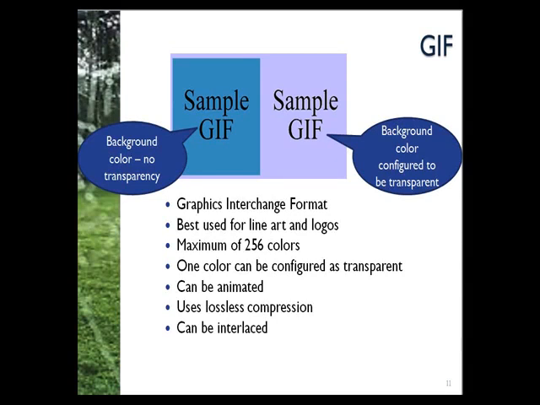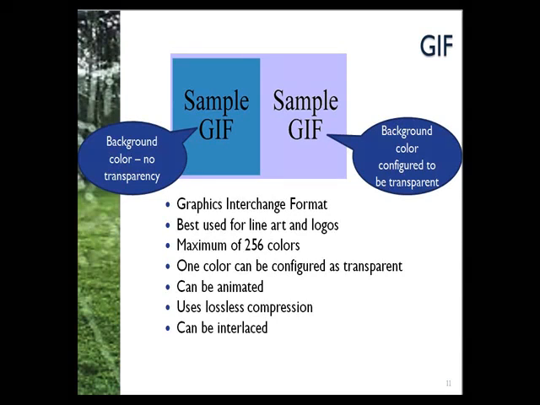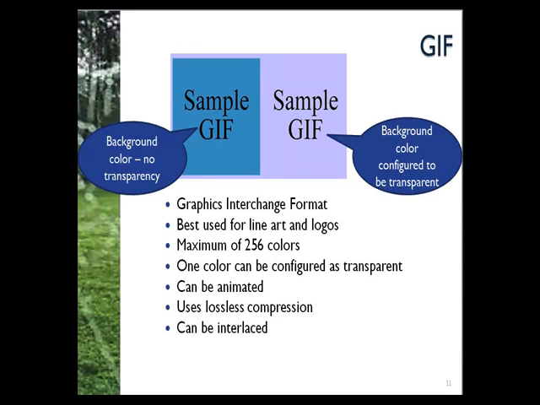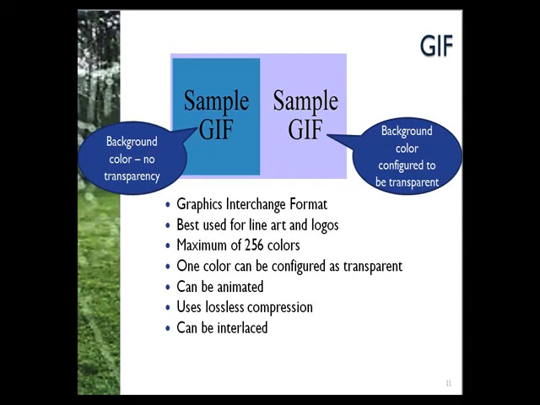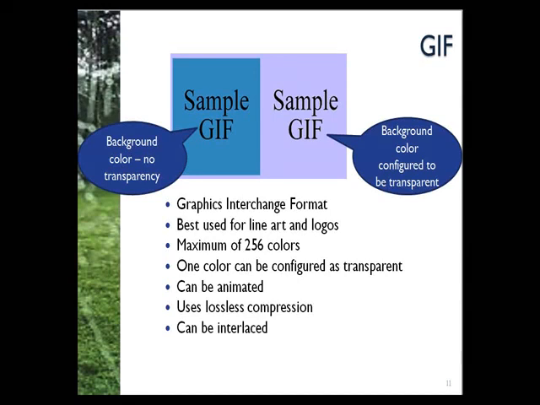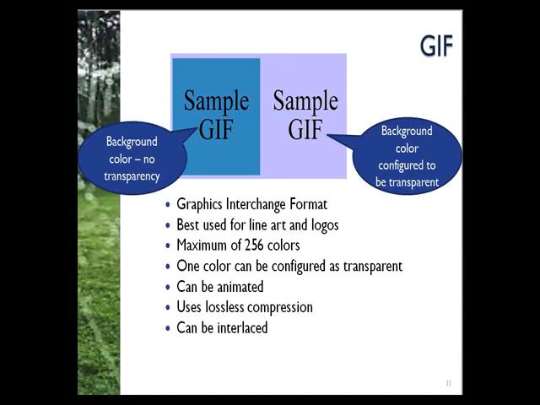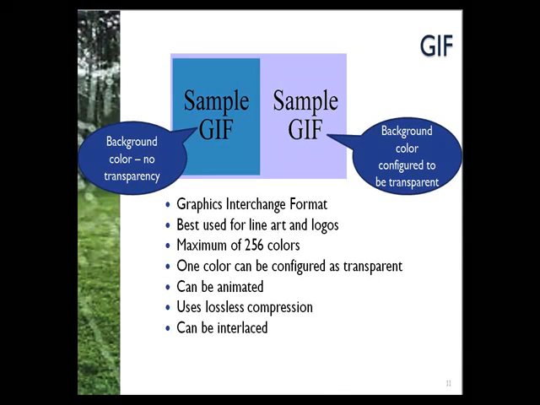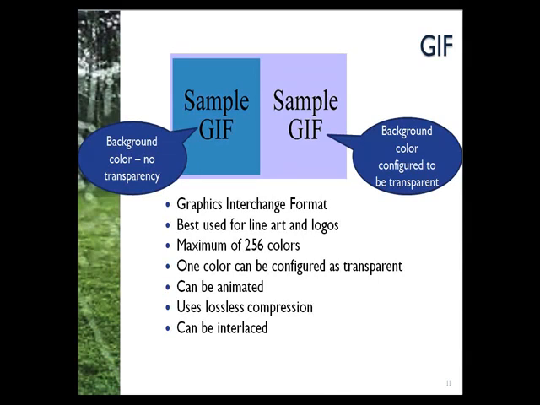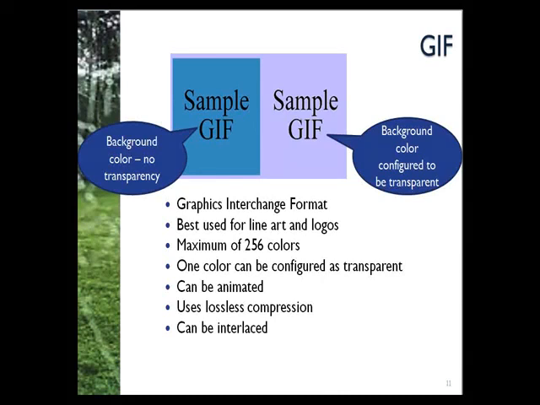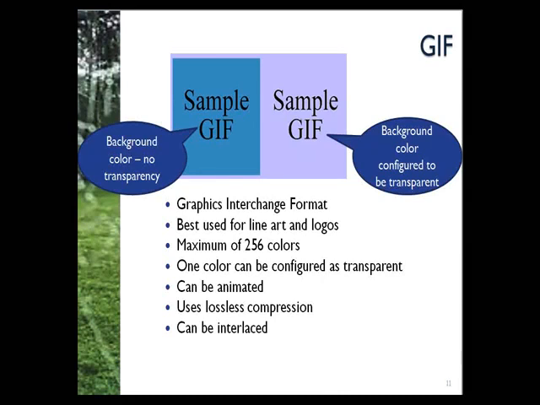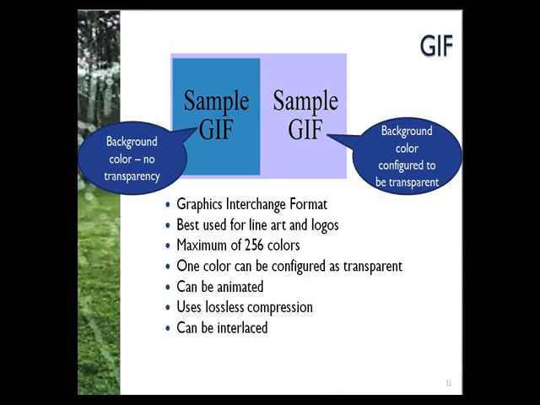And you can see in this example, this section over here has no transparency, so you can't see through it. This side is configured to be transparent. Again, a maximum of 256 colors. Only one can be transparent. You can do animations with them, but you don't see that as much as you used to. It uses a lossless compression, which means that if you have a really complicated image, it can get large. So normally it's for pretty basic images.